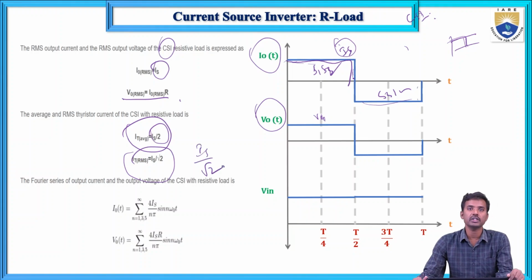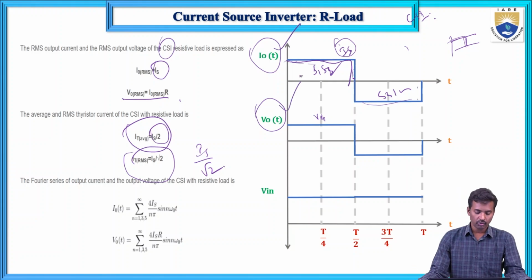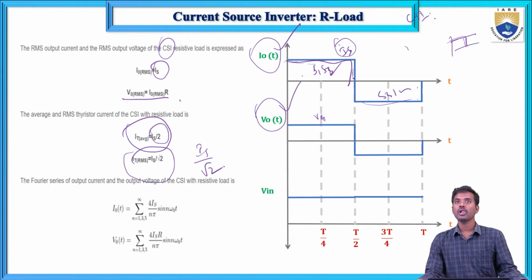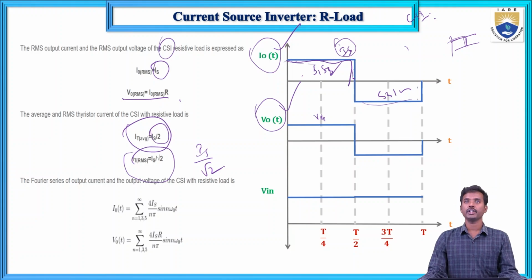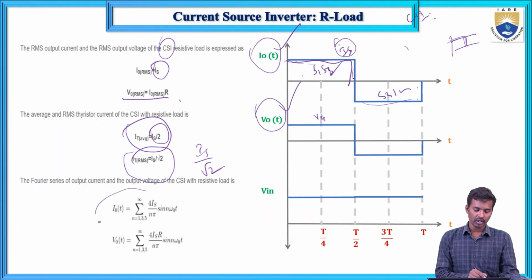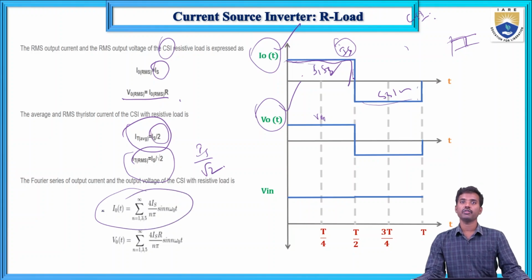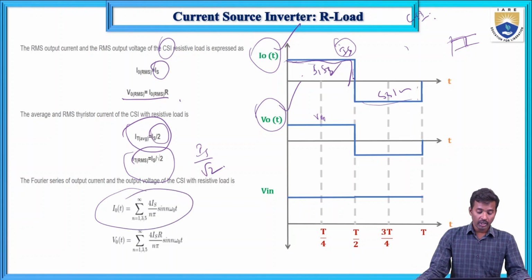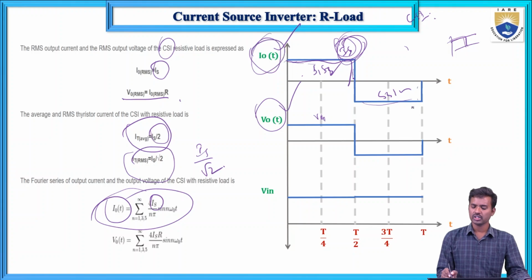And now the Fourier series expression for output current and output voltage. We know this formula very well for a voltage source full bridge inverter: V naught equals sigma n equals 1, 3, 5 up to infinity of 4 Vs by n pi sin n omega naught t. We have already discussed that in the case of V naught. But here there is an I naught of IS, so that is IS, and this is I naught of t. So this is the square waveform.